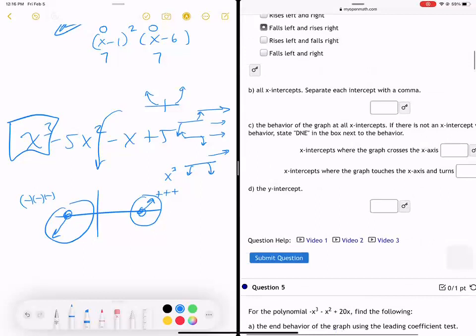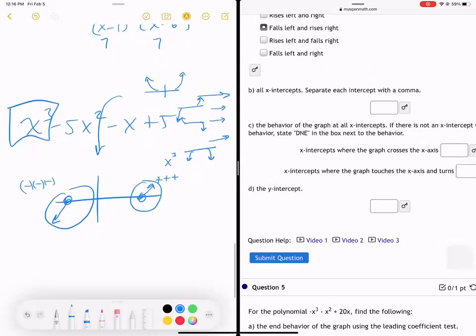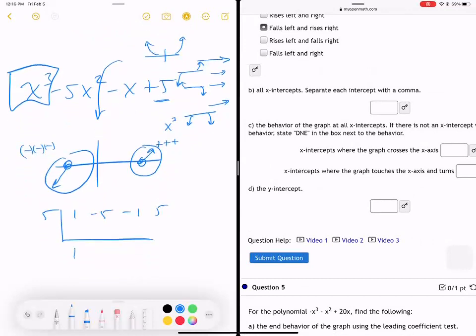Question B is, what are the intercepts? What are the roots? Okay, what are the x-intercepts? For this problem, you would have to factor it out. It's probably going to be a 5 here because there's a 5. So let's try 1, negative 5, negative 1, 5. Let's put a 5 here. 1, 5, 0, 0, negative 1, negative 5. Yes, winner, winner, chicken dinner, x squared minus 1.